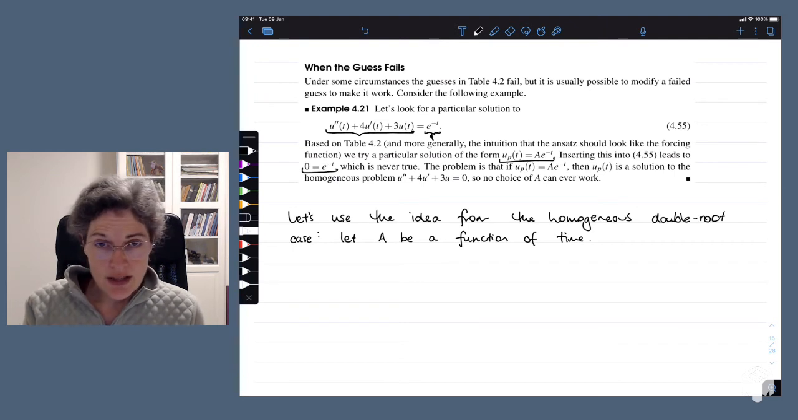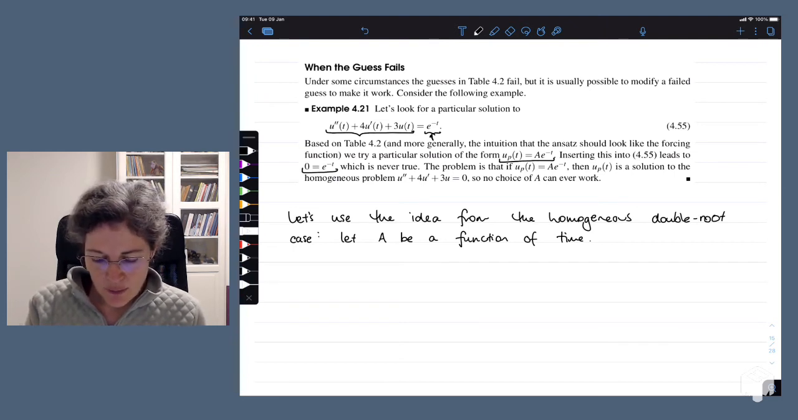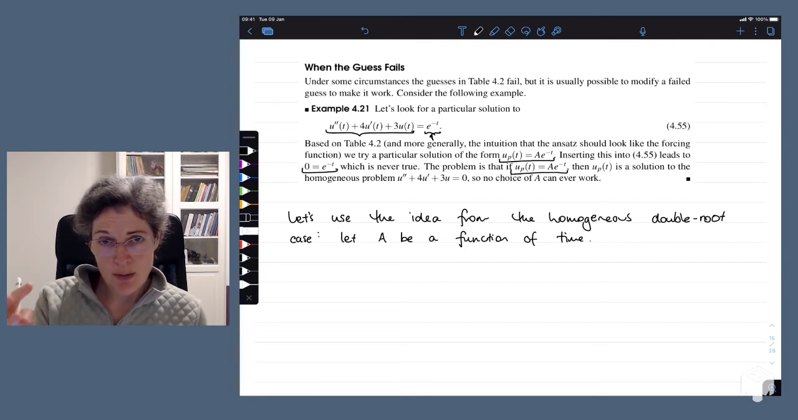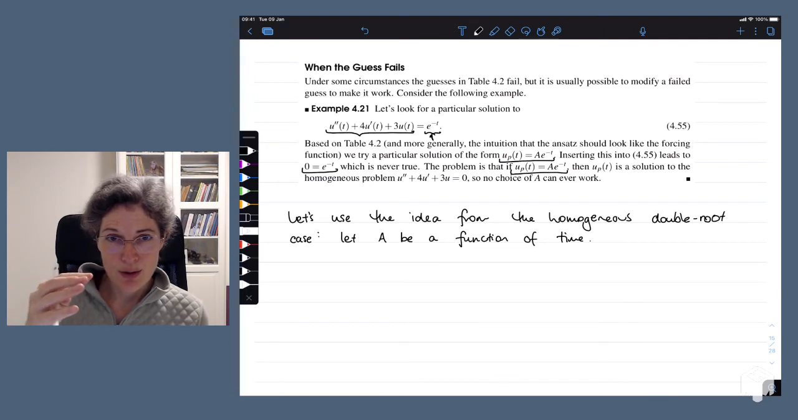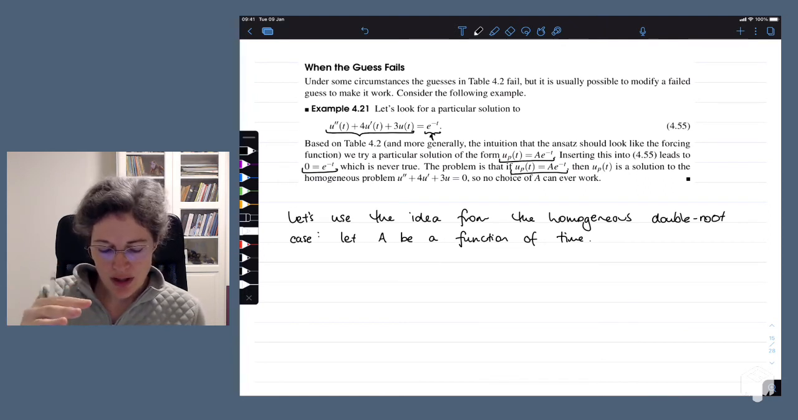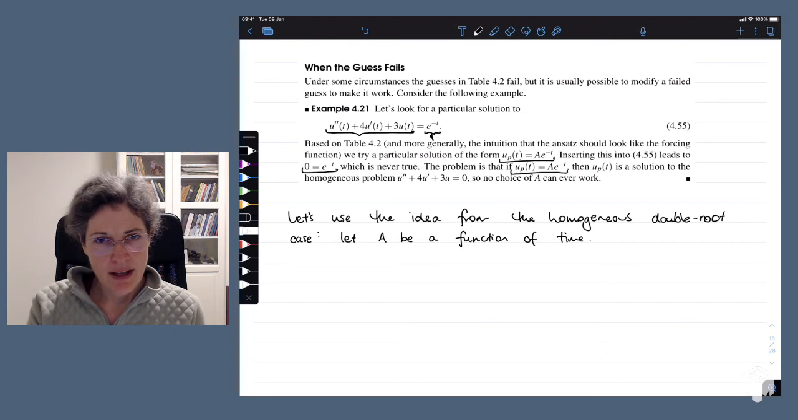And the reason for that is because if we put our particular solution equal to a e to the minus t, then that is actually a solution to the homogeneous problem, when our particular solution is supposed to be a particular solution to the non-homogeneous version, which it can't be. So there's a problem.